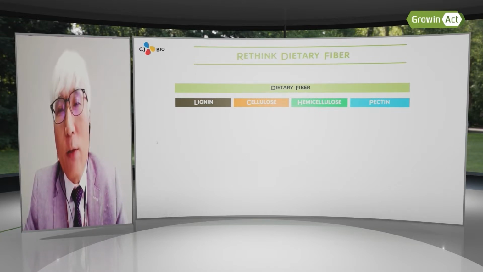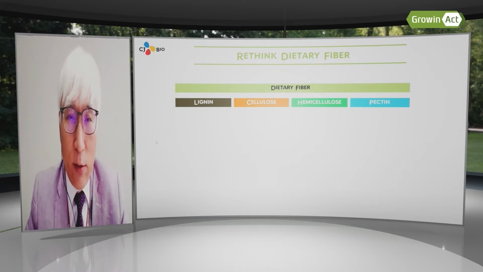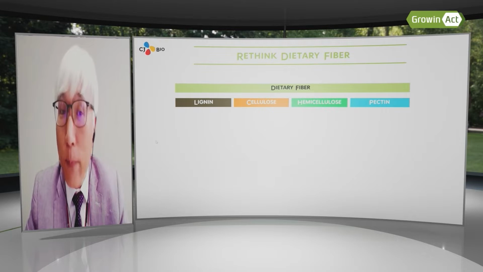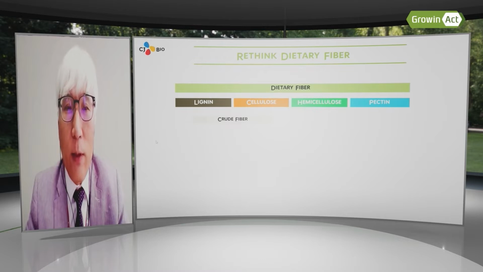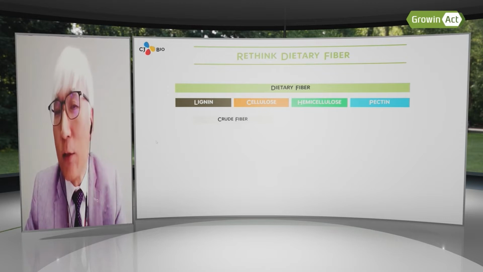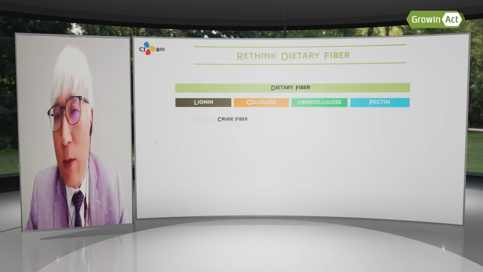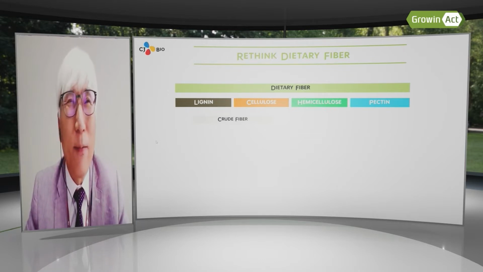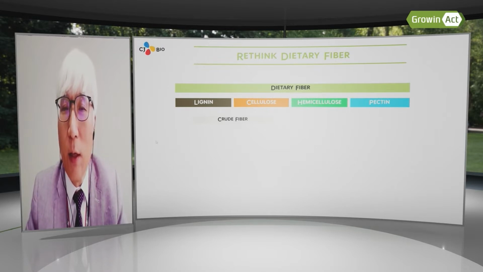I just want you to rethink dietary fiber, because as you already heard from the previous speaker, Dr. John Plasky, dietary fiber has four major fractions: lignin, cellulose, hemicellulose, and pectin. In the 1850s, a method called crude fiber was developed. This crude fiber can detect some of the lignin and some fraction of the cellulose, but it never detects the whole fraction of dietary fiber, particularly hemicellulose and pectin. Crude fiber basically represents around 20% of total dietary fiber in most cereals. So it's a very poor predictor, but we are still using it.